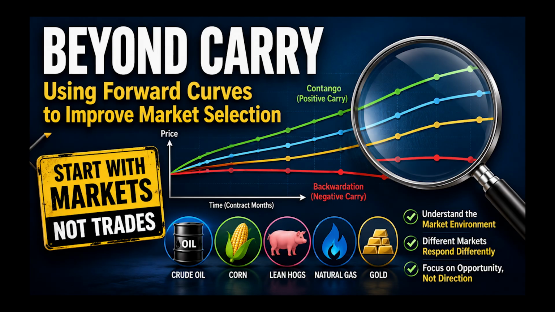While researching trading commodity spreads, I analyzed more than 31,000 historical spread trades and discovered something surprising. Forward curves are not just useful for evaluating individual spreads, they can also be used to evaluate the environment in which an entire market is operating. To understand why this matters, we first need to understand how different markets respond to the forward curve.